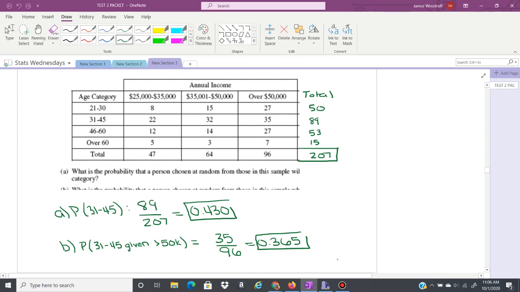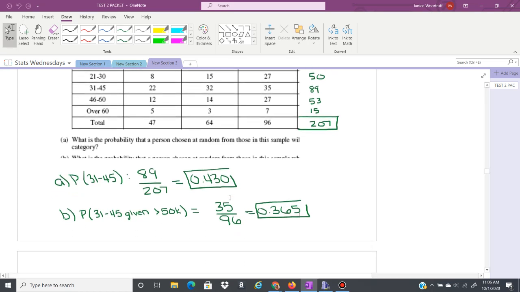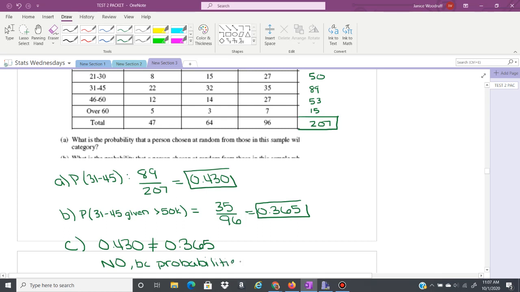And then based on your answers to parts A and B, is the annual income independent of age category for those in this sample? Okay, so the answer to this for independent, you want to compare the probabilities. So we have 0.430 is not equal to 0.365. So because the probabilities are not equal, they are not independent. No, because probabilities are not equal.